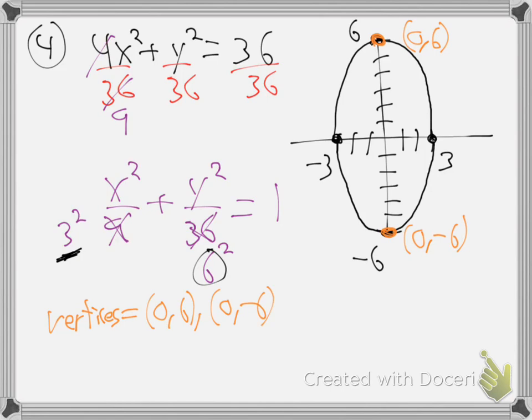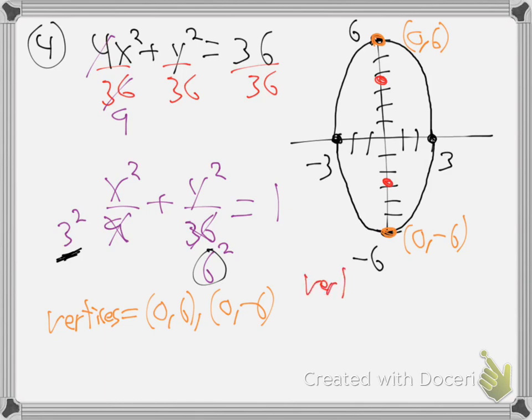Finally, the foci. How do we find the foci? Where are the foci first off? Are they up, down, or right, left? A is the bigger one. They're on the major axis, so they're always on this. They're going to be up and down somewhere, aren't they? Going to be on the y-axis.